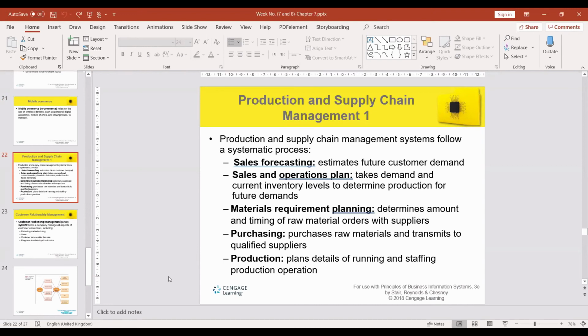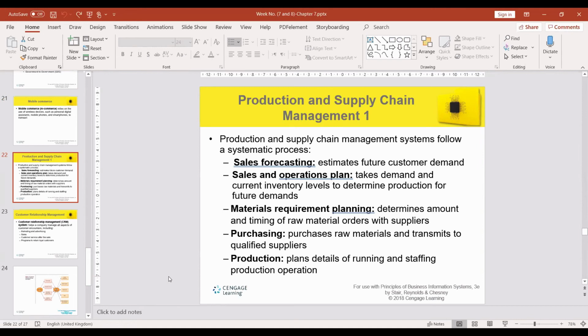So after sales and operation planning, you need material requirement planning. Of course, for creating a product, you need different kinds of material. So you need to plan that. It determines the amount and timing of raw material orders with suppliers. So you need to find the suppliers, you need to talk with the suppliers, what exactly is required, how much it will cost, how much time it will take. So these things must be included in the planning.